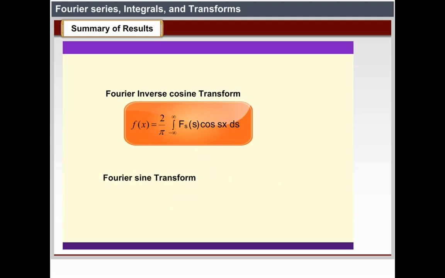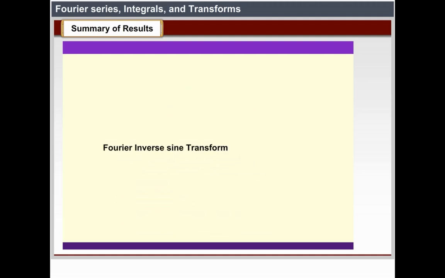Fourier sine transform: capital Fs of s equal to integral 0 to infinity f of x into sin sx into dx. Fourier inverse sine transform: f of x equal to 2 by pi integral 0 to infinity capital Fs of s sin sx into ds.